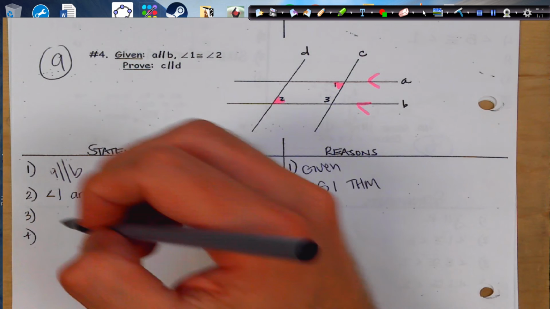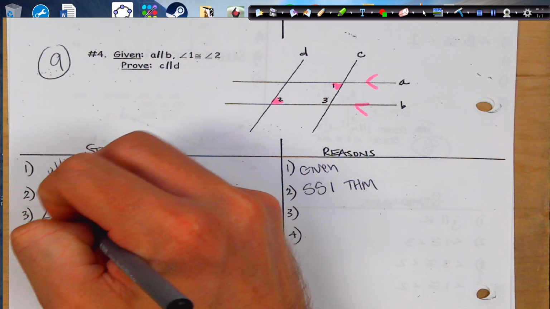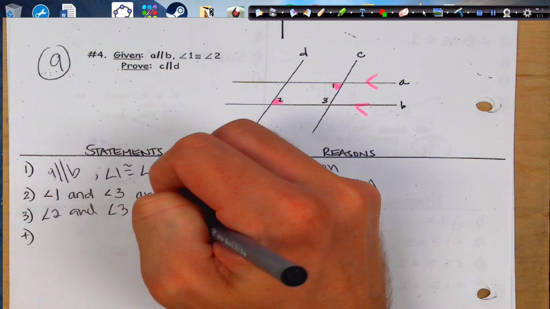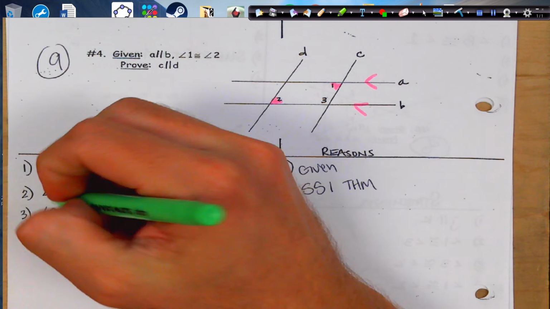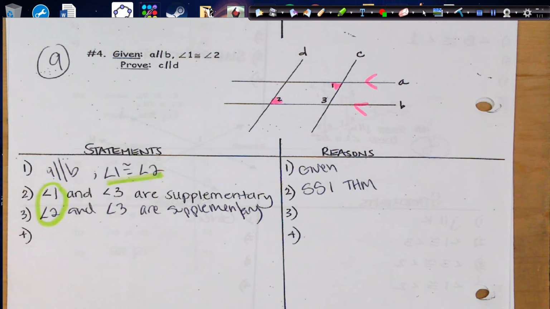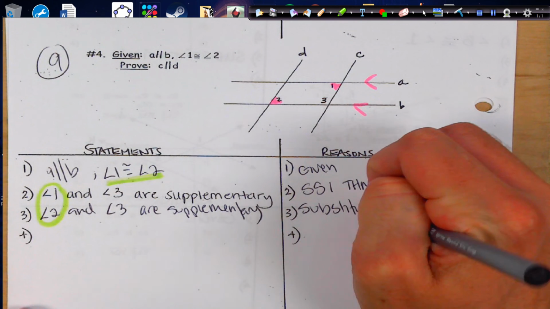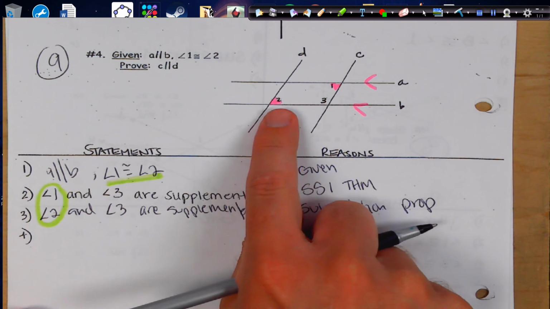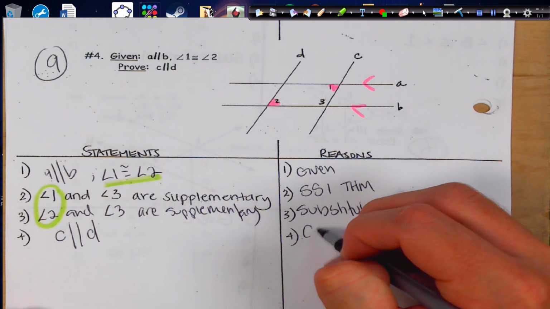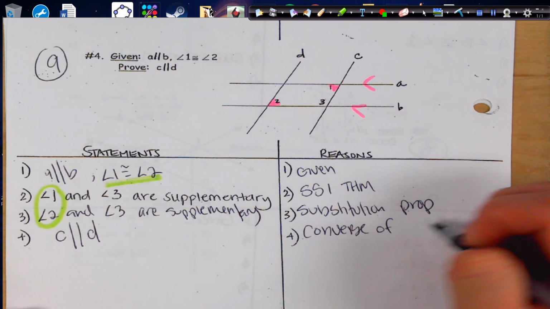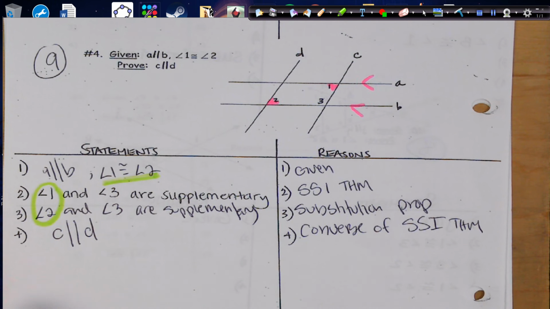Then what we can do is say, well, if 1 and 3 are supplementary, then we know that 2 and 3 are supplementary. And the way we know that is I'm literally just replacing 1 with 2 because they're equal to each other. So this is called the substitution property. And if 2 and 3 are supplementary, that means our proof statement, C is parallel to D, by the converse of same side interior theorem. Okay? And that's pretty much all we have to do.